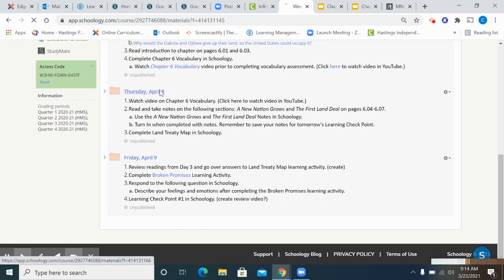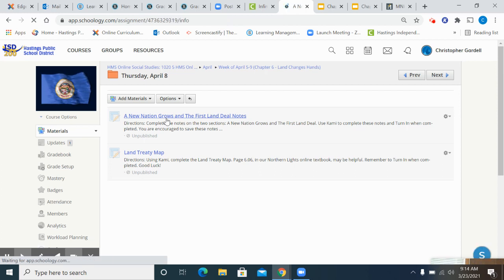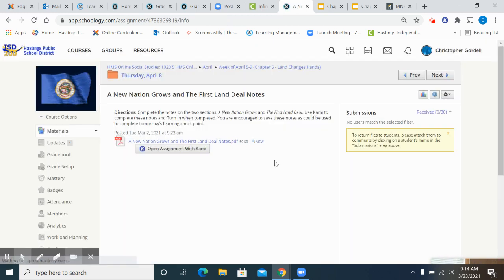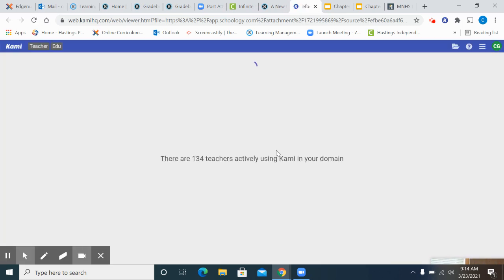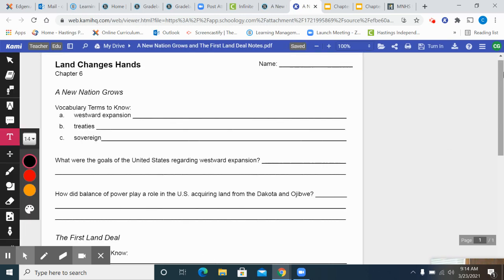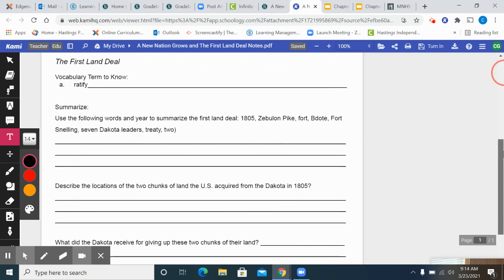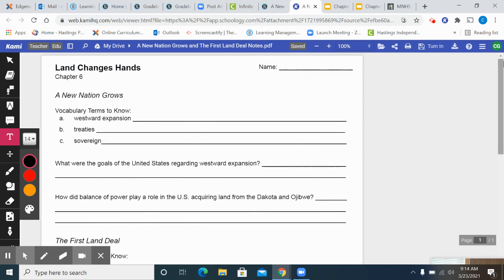Just so you have an idea of where those notes are, they're right here. Simply click on it. Again, complete them using Kami. If you don't know how to use Kami, contact your HOA teacher and they can run you through it. What you're going to see is I created the notes for us. You just simply respond to this. Make sure you turn that in to your HOA teacher, and then save these and keep these so that you can use them for learning checkpoint number 1.